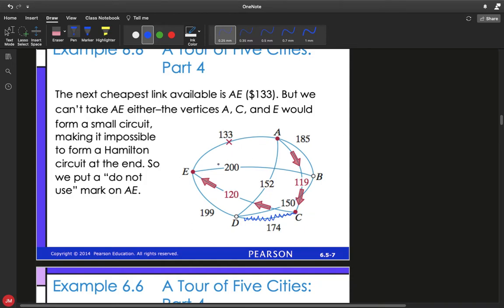Now, in addition to that, we're also going to start to look for our next cheapest link. And the next cheapest is 133 right here. The problem with that is notice that if we picked that from E to A, we would form a circuit because we would be going from A to C to E back to A.